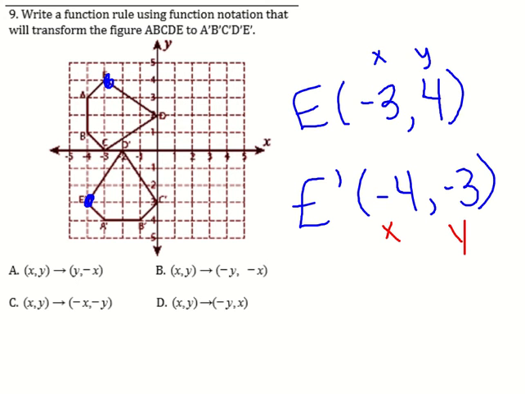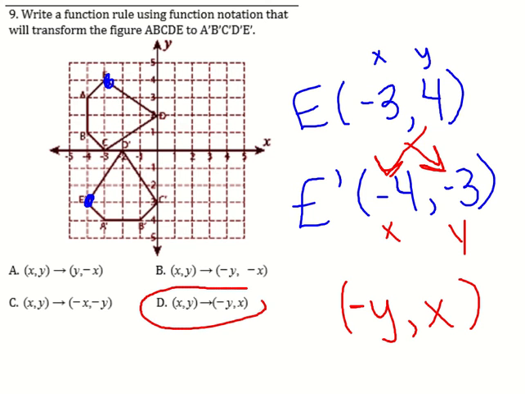How are those two changing? So if I look at this, my x came to the back and didn't change at all. My y came to the front and changed signs. So the opposite of y comma x. Option D. So these, pick a point and see how it changes.